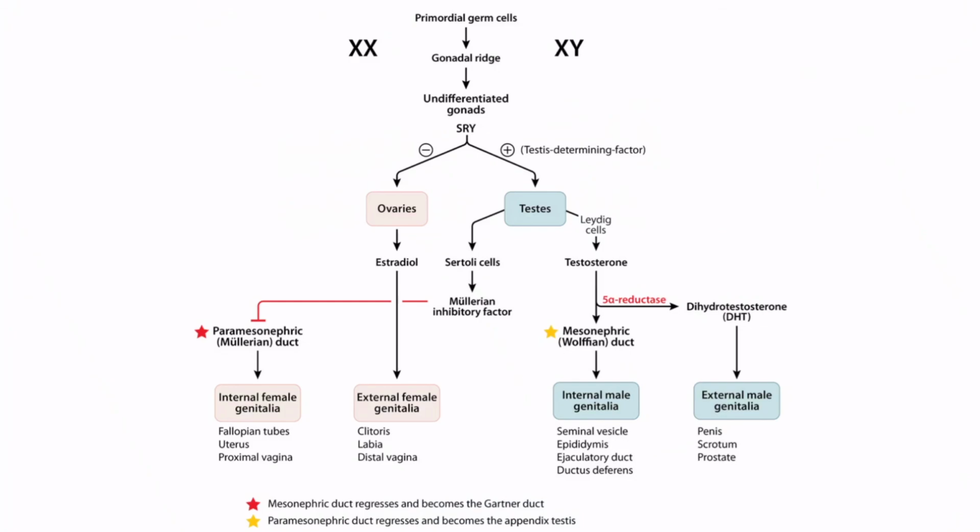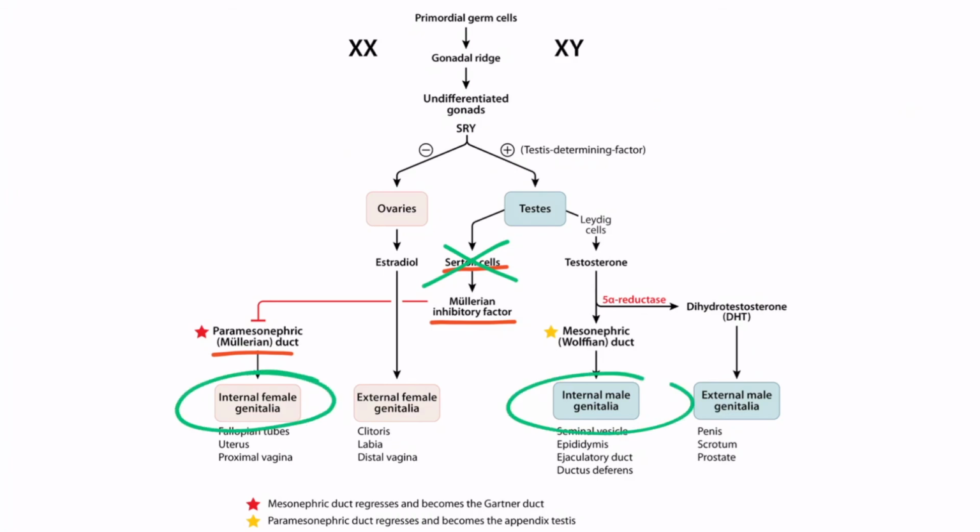From this diagram, you can see that the Sertoli cells normally produce Müllerian inhibitory factor, and this causes degeneration of the paramesonephric duct. Therefore, if this is absent, then the paramesonephric duct won't degenerate, and this male will end up developing internal female genitalia along with internal male genitalia. All right, that should be everything you need to know about normal genital development.